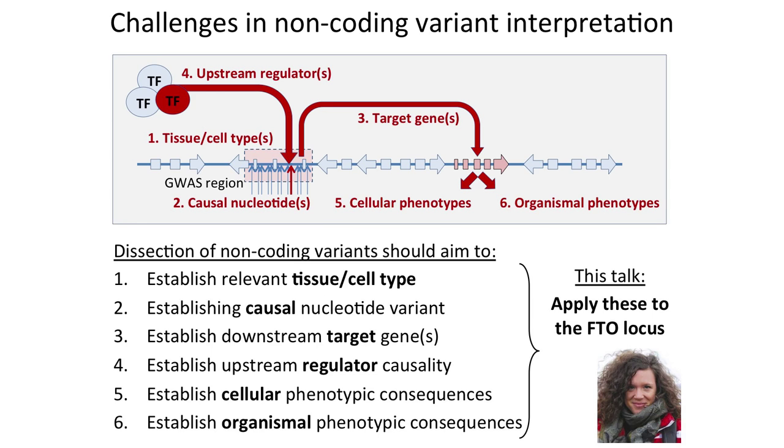And this, I would say, are the six tenets that one should have for every non-coding variant. That's sort of what our community should be striving towards. And until we have all six, it's very difficult to say that we have dissected any one of these mechanistic loci. So again, let's apply that now to the FTO locus.